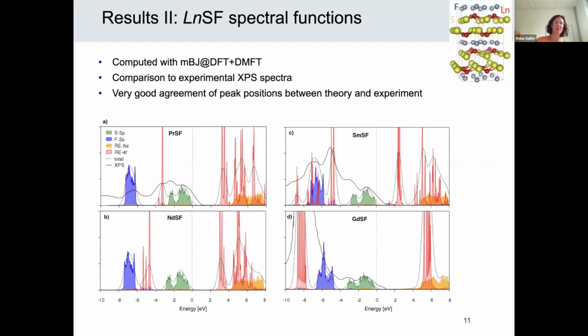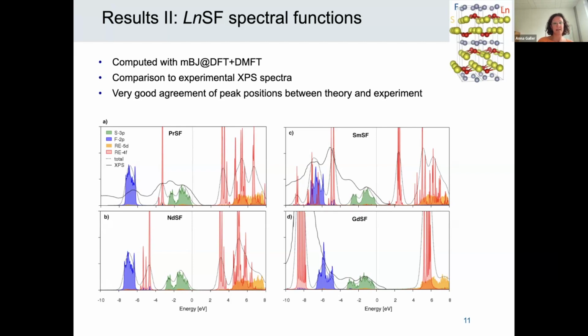Yes, and this is now all I wanted to show you for the rare earth mononitrides. And now I still show you some results for these rare earth fluorosulfides. You remember these pigment materials with the nice yellow to red colors. The results here are obtained with exactly the same methodology which I've presented before, so this MBJ plus DMFT approach, and also the screened Coulomb interaction computed with this cDFT plus Hubbard-I approach.